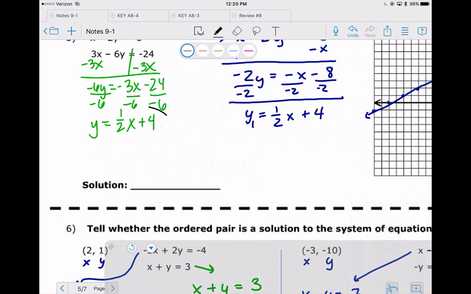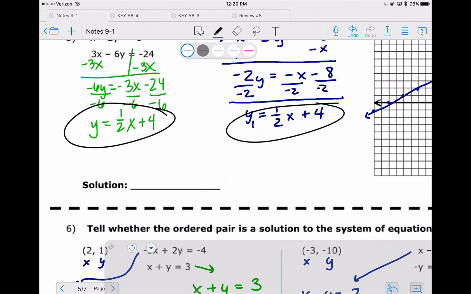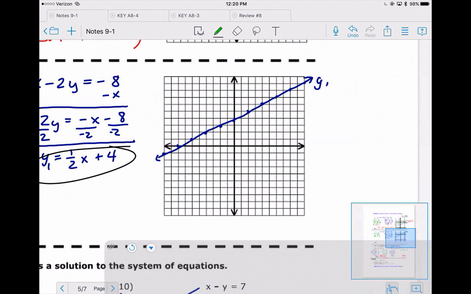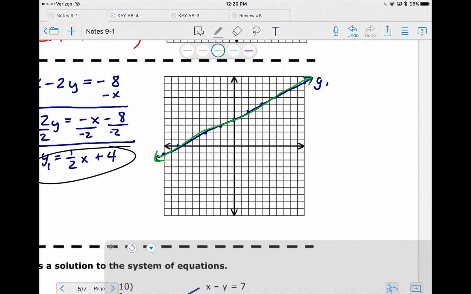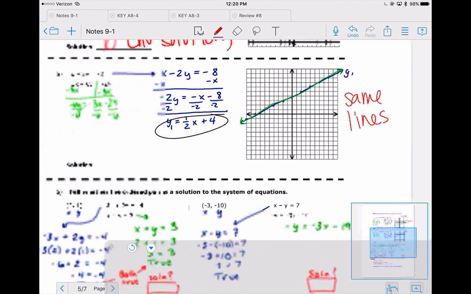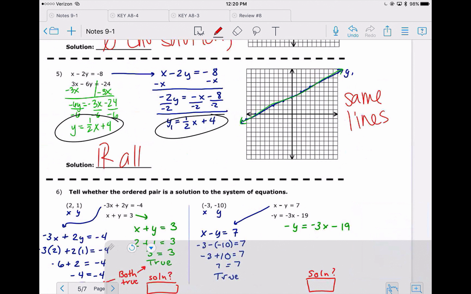Now if you notice, my lines are exactly the same. So when I graph, the green line is going to cross everywhere on the blue line. So if your lines are exactly the same, your solution is all reals. You could also see it as infinitely many.